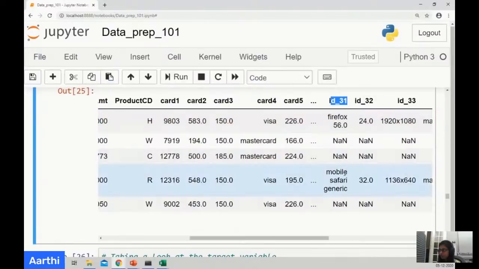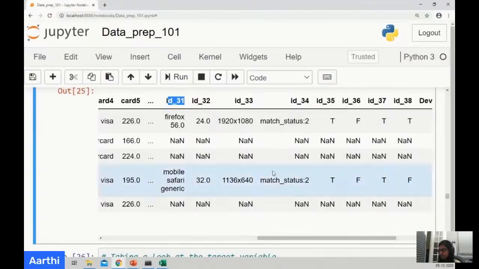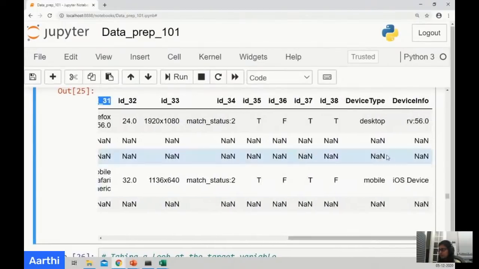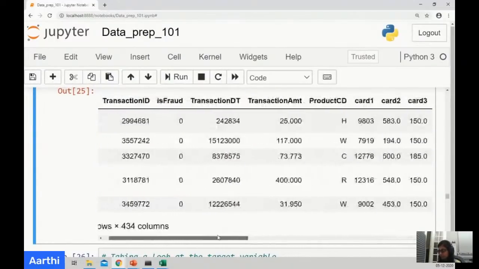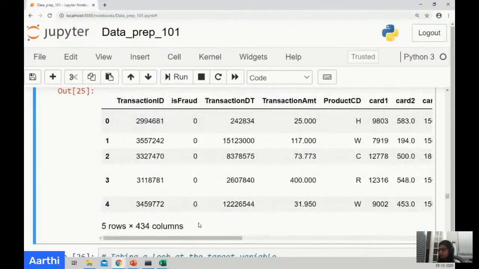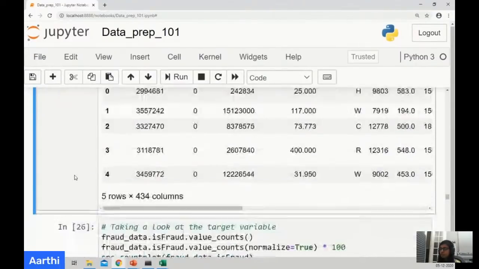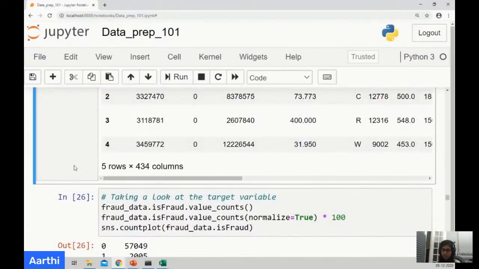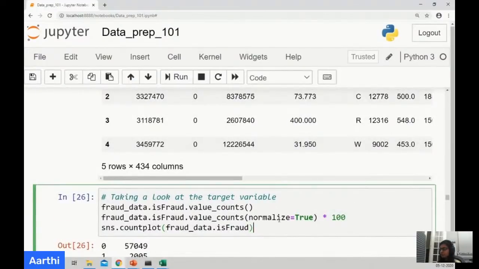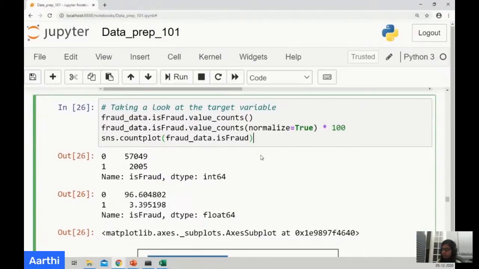So Firefox, Safari, etc. And this also contains some missing values, and these are all questions with a true or false answer, whether they are transacting from a desktop or a mobile, whether it is an iOS device or Android. So these are all the things that we have. From these, we need to predict whether the transaction that a person is doing is a fraudulent transaction or not. Again, we are going to look into this.